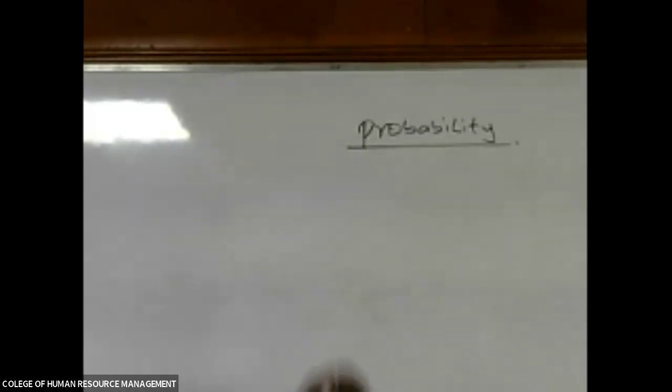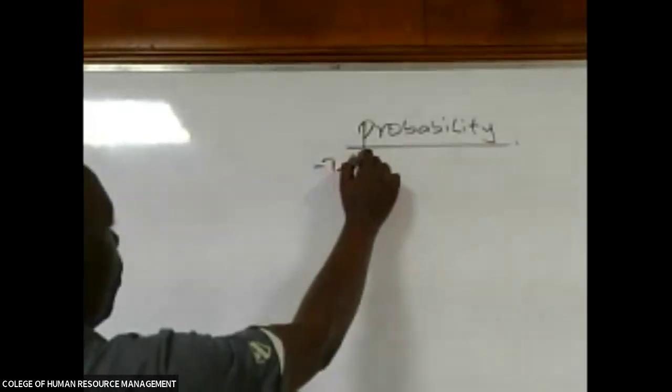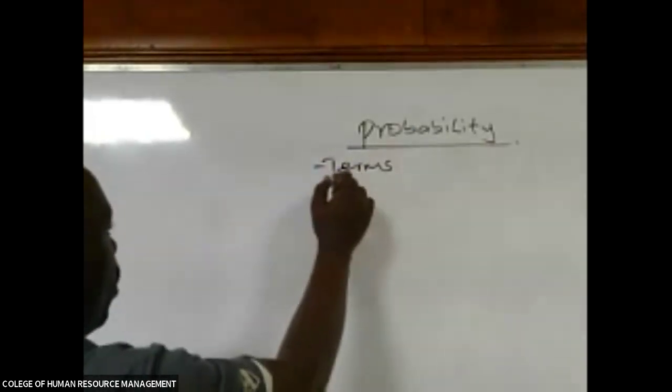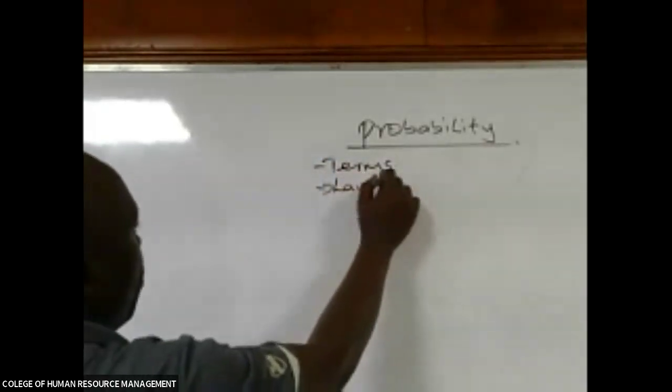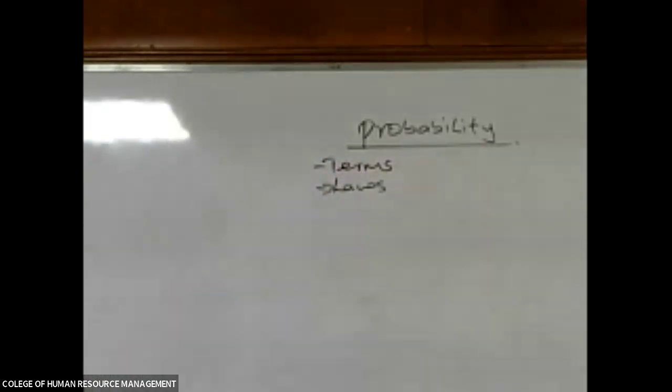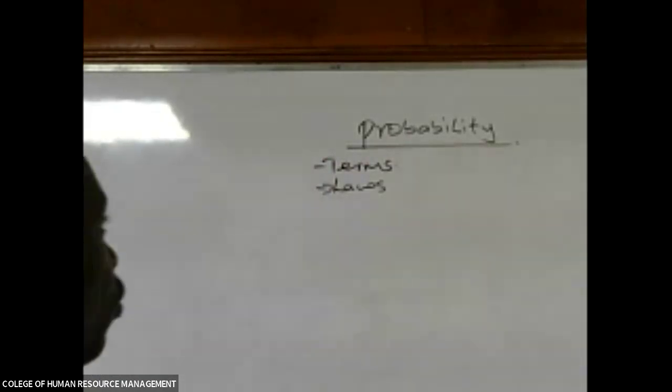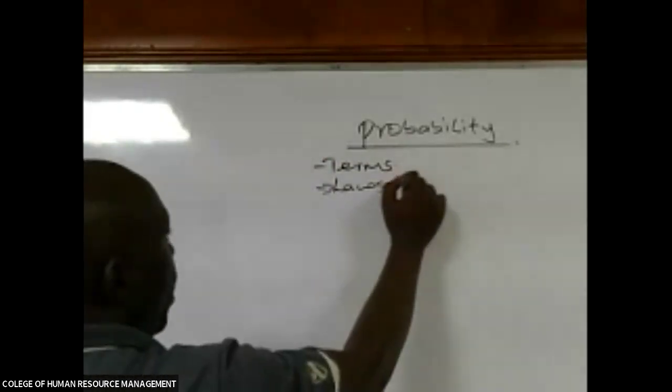So we talked about the terms. In the introduction, we talked about the terms that are commonly used. We talked about the laws of probability. Under the laws of probability, this is a very important area that we always need to remember. We have the addition.